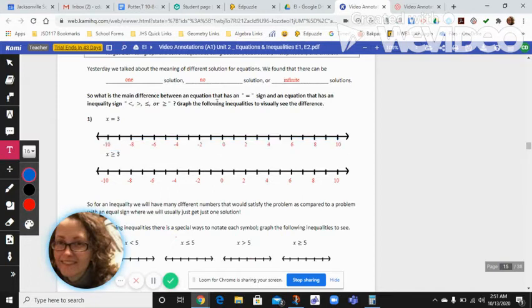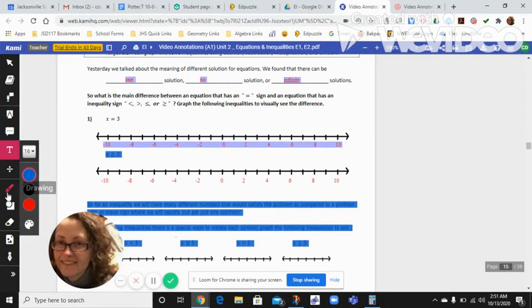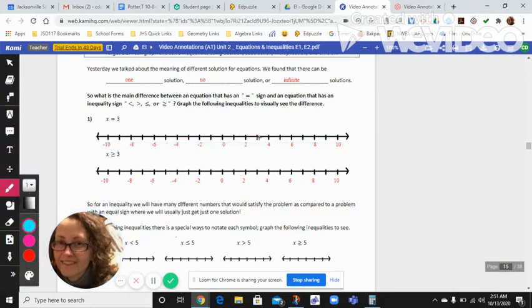I've numbered my number line with an appropriate scale here. And now I can grab my drawing tool, and I want to graph x equals 3. So I'm going to go ahead and put a dot at 3 and label it, and I'm done. Now, when I graph x is greater than or equal to 3, I want to start again with that same dot at 3. But now I also want all of the values that are greater than 3 as well.